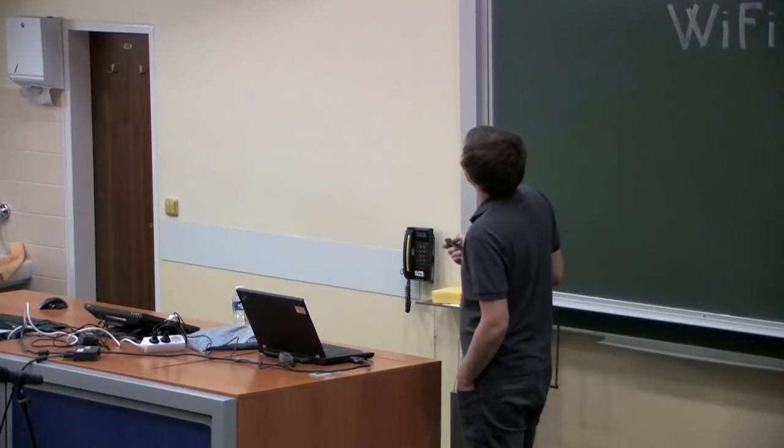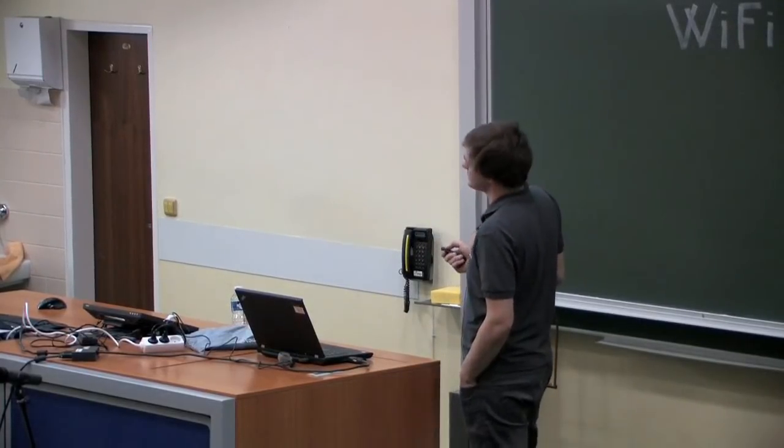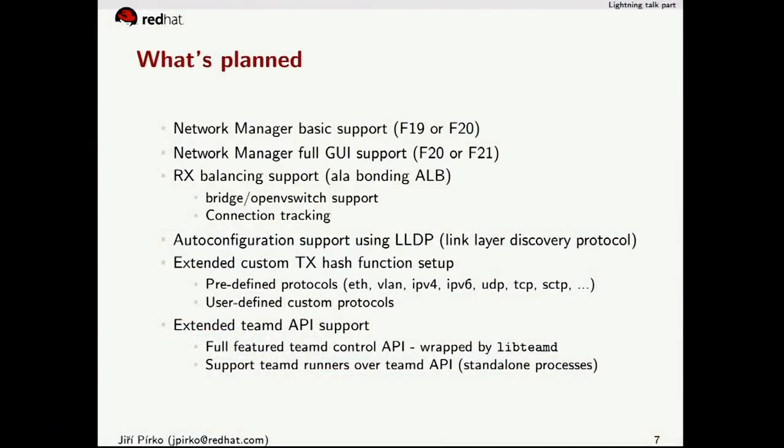Another thing which is planned is an extension of the TeamD API. At the moment, the API consists of five functions on DBus. I would like to see it full featured and probably wrapped by some kind of library so it can be used by Network Manager, for example, easily. But that's not decided yet as well.